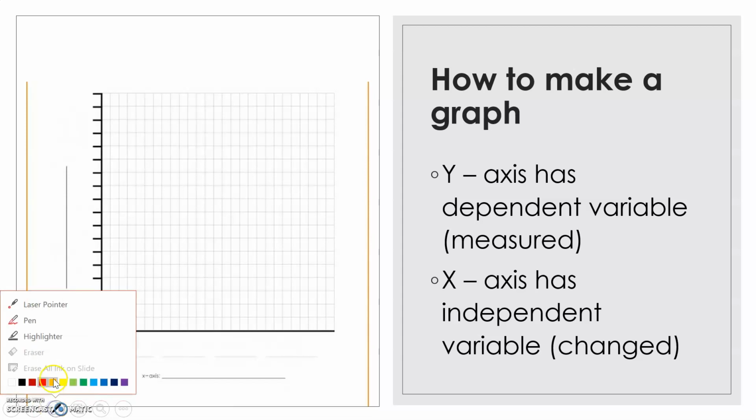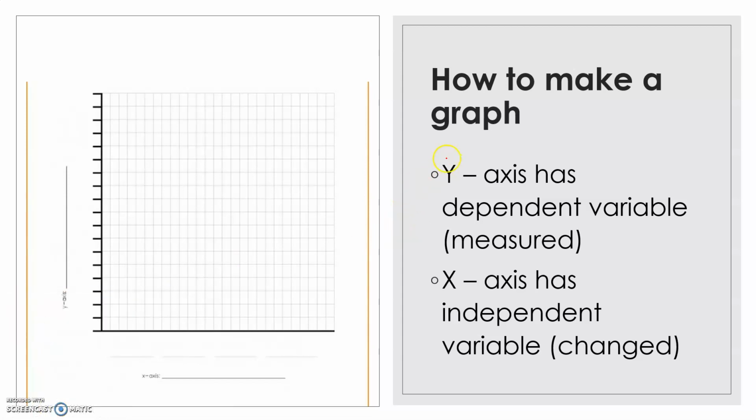Now, one way that I like to remember the y-axis on the graph is by remembering this straight line. This straight line basically corresponds to the straight line right here. So that makes this vertical line the y-axis. Okay, now it says the y-axis has the dependent variable.